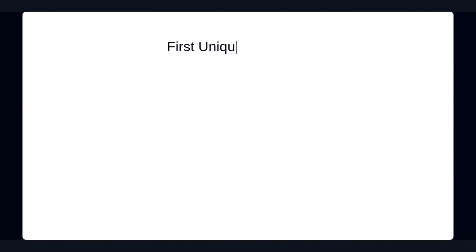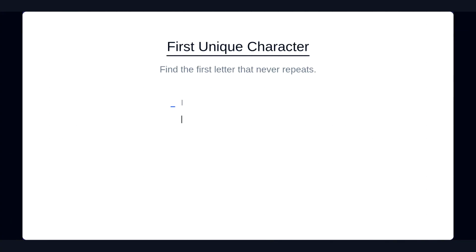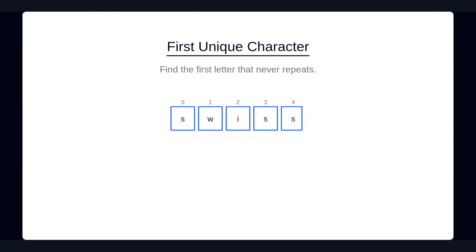We're given a string like Swiss, and we want the position of the first character that appears exactly once. In Swiss, the letter S shows up 3 times, but W and I each appear only once, and W comes first at index 1. If no character is unique, we return -1 to say there isn't one.